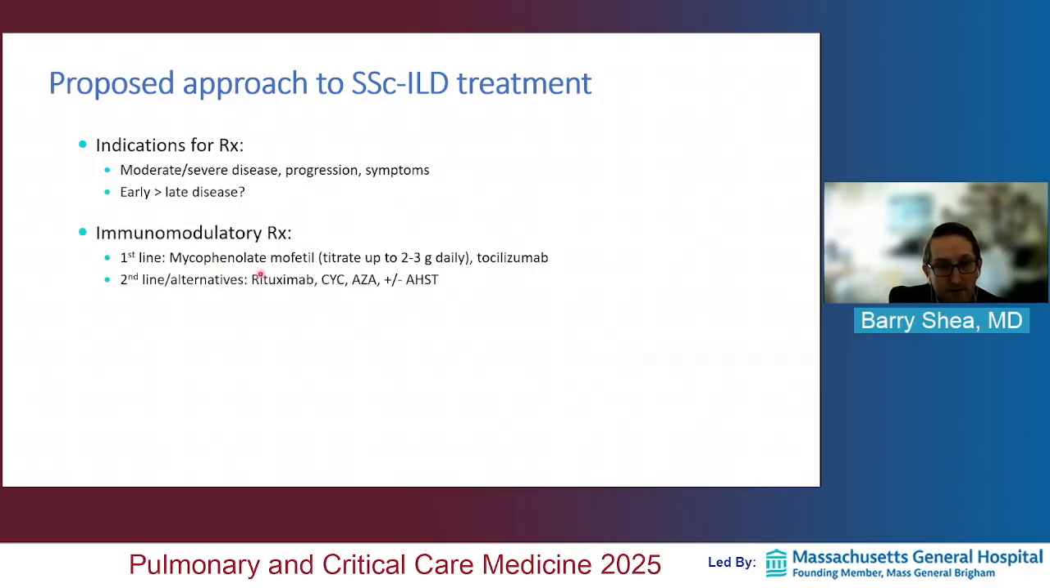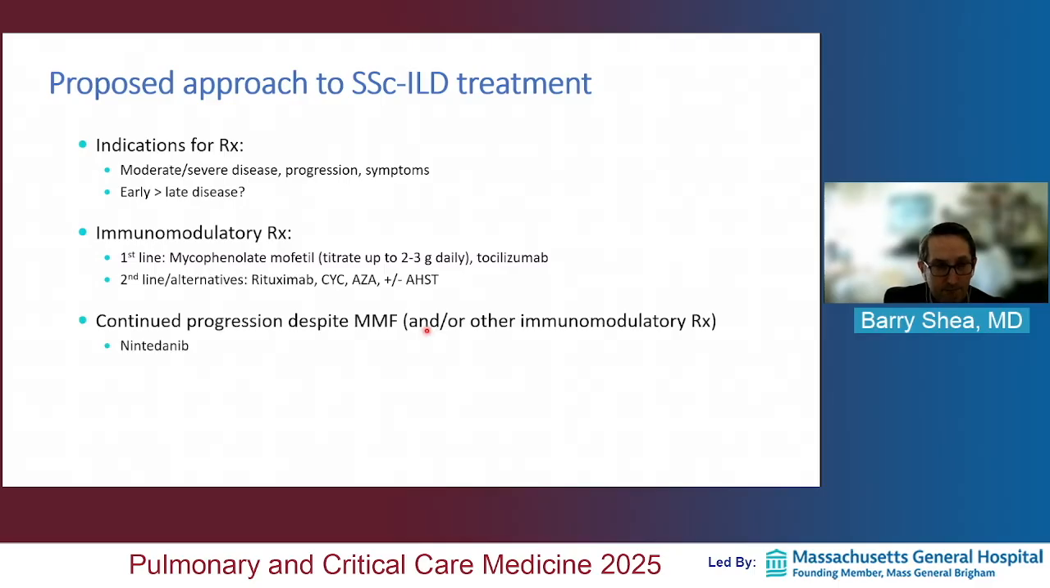MMF is generally considered the first-line therapy for scleroderma lung disease. Tocilizumab is considered a suitable alternative. Again, keep in mind that those were based on a secondary endpoint in their trial. And then some alternatives are second-line agents, rituximab and cyclophosphamide, and even stem cell transplant in some cases.